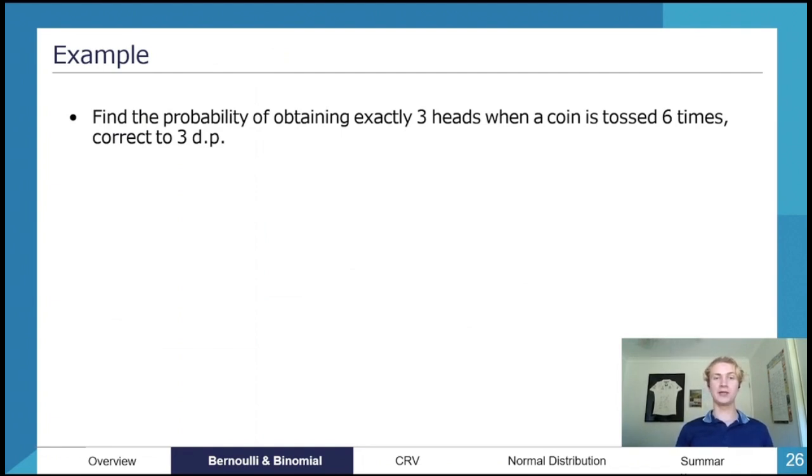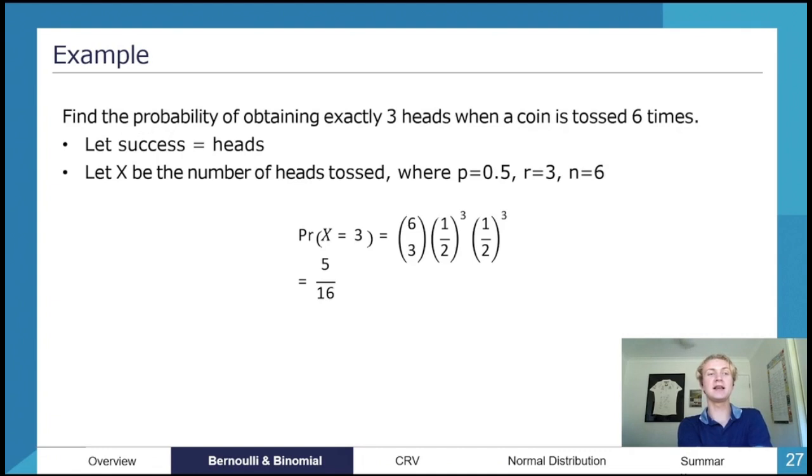Okay, so we'll do an example now. Find the probability of obtaining 3 heads when a coin is tossed 6 times, correct to 3 decimal places. Pretty classic question. This is just simple, familiar. So it's only heads or tails, so already we know that it is going to be a Bernoulli sequence. And probability is the same, independent trials, etc.